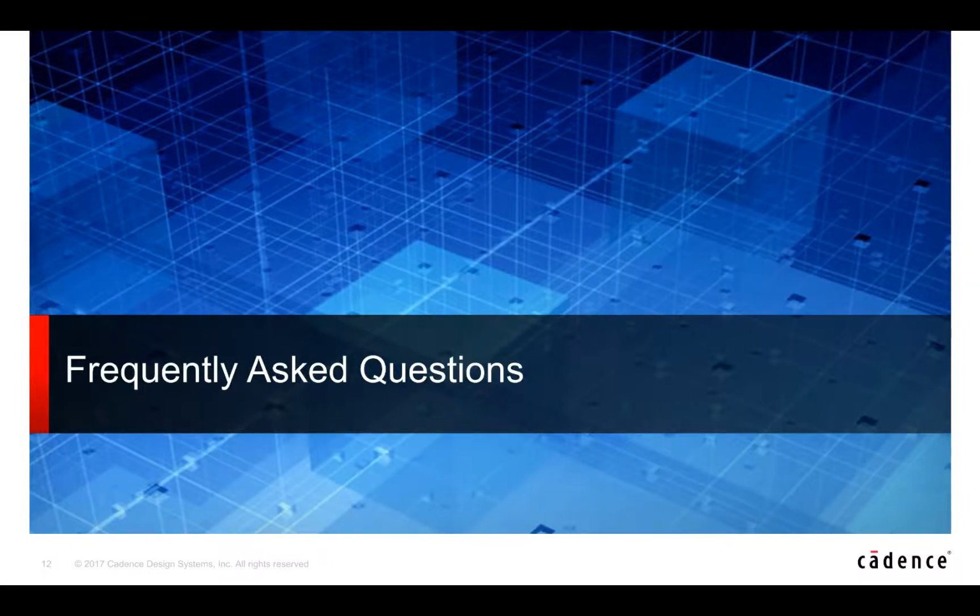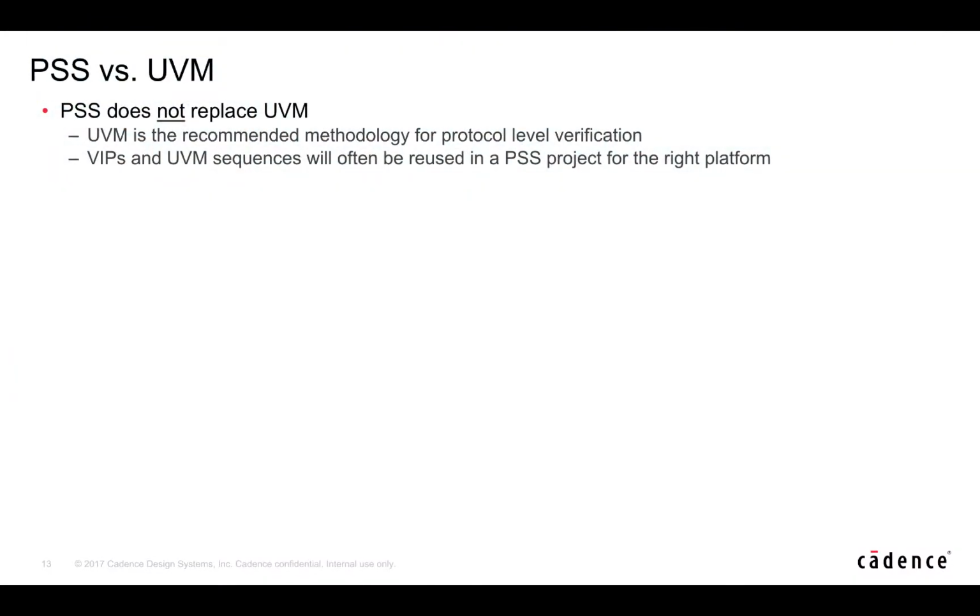Let's address a few FAQs we typically get from users. The first one that we hear a lot is: what is the relationship between PSS and UVM, and does PSS replace UVM? Well, PSS does not replace UVM. UVM is the recommended methodology for protocol level verification, the kind of thing you need to do with hardware verification, with fine control, reacting to signals as they change, etc. Many times UVM would be the recommended approach, and you don't need PSS on top of it.